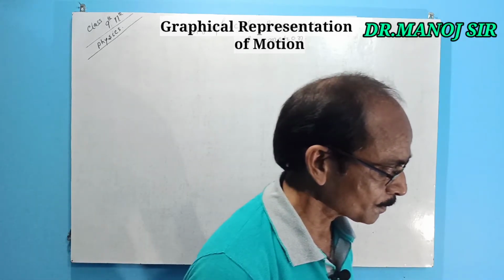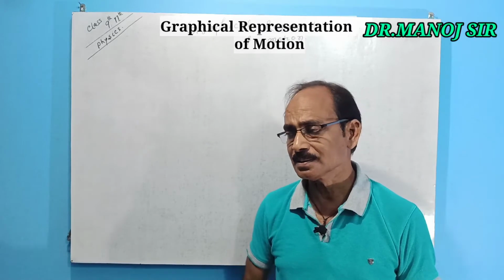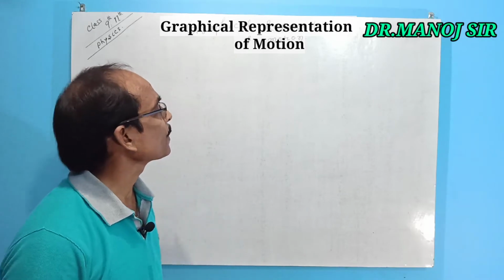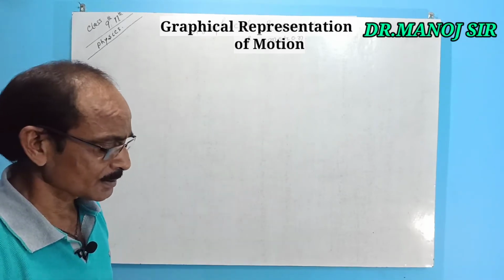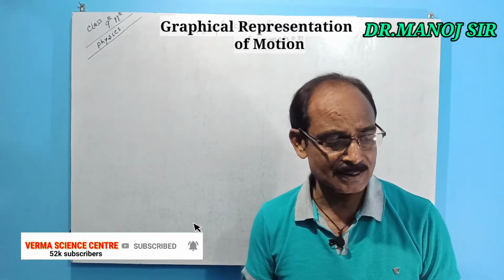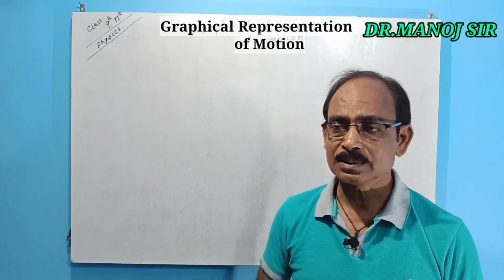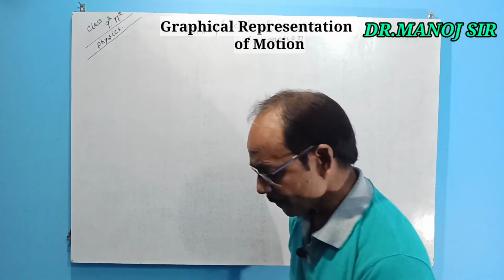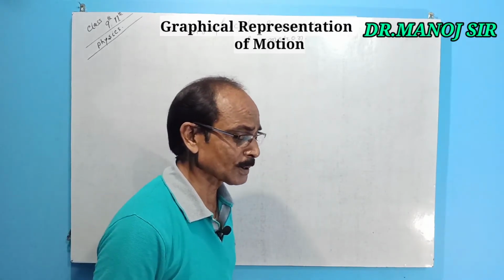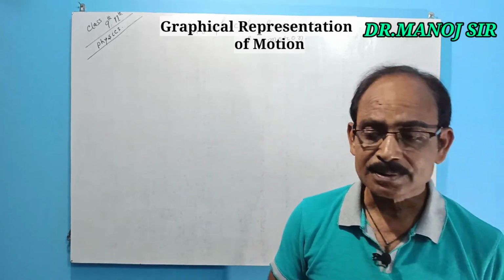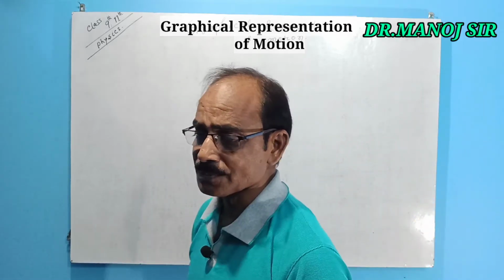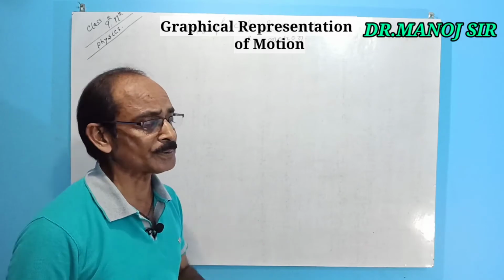According to motion, there are two types of motion: uniform motion and non-uniform motion. Uniform motion is when an object travels equal distance in equal intervals of time. Non-uniform motion is when an object travels unequal distance in equal periods of time.